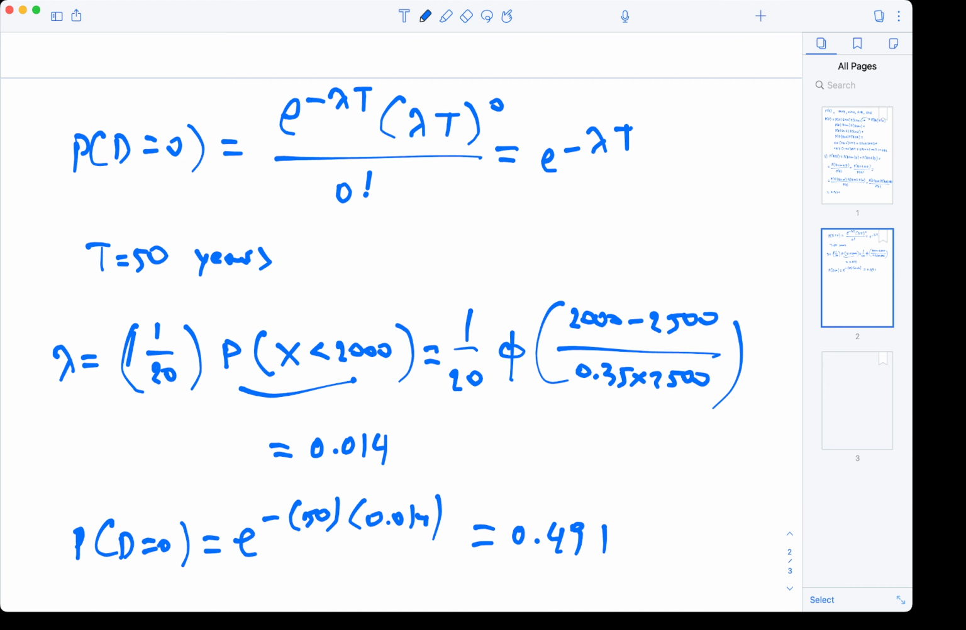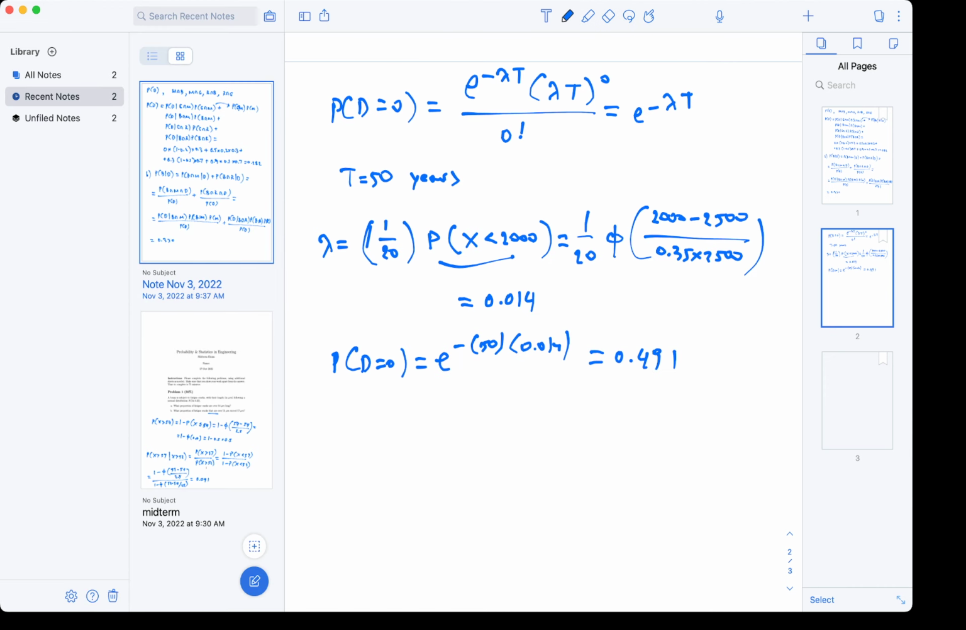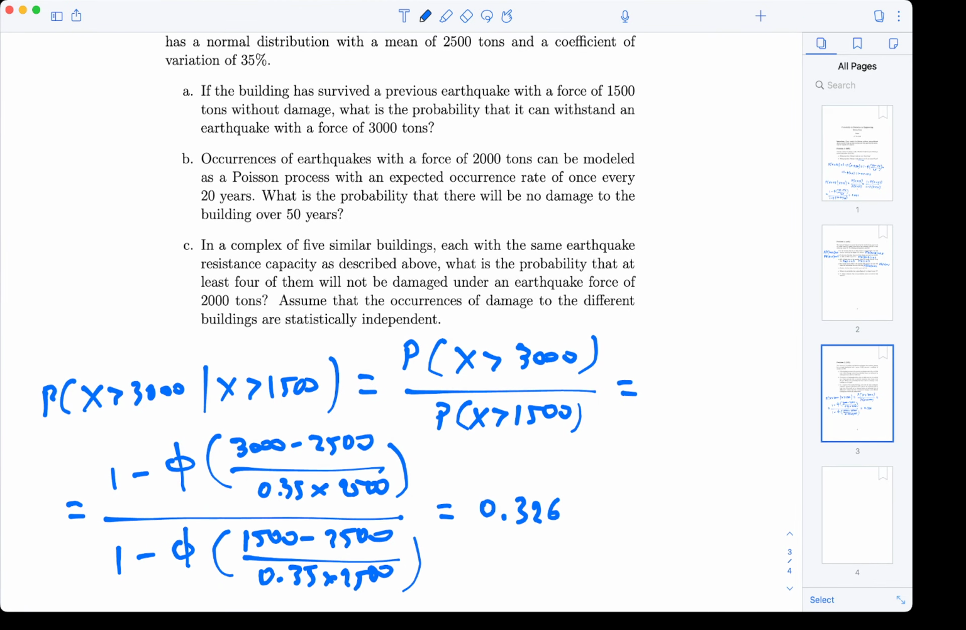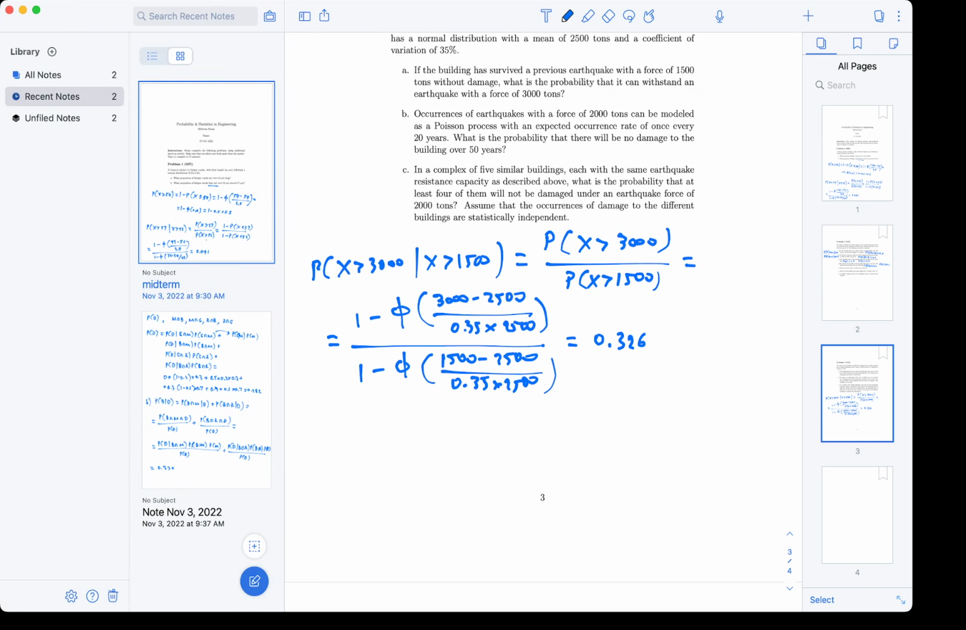All right, and the last question, which was, in a complex of 5 similar buildings, each with the same earthquake-resistant capacity as described above, what is the probability that at least 4 of them will not be damaged under an earthquake force of 2,000 tons? Assume that the occurrence of damage to the different buildings are statistically independent. So let's go back here.